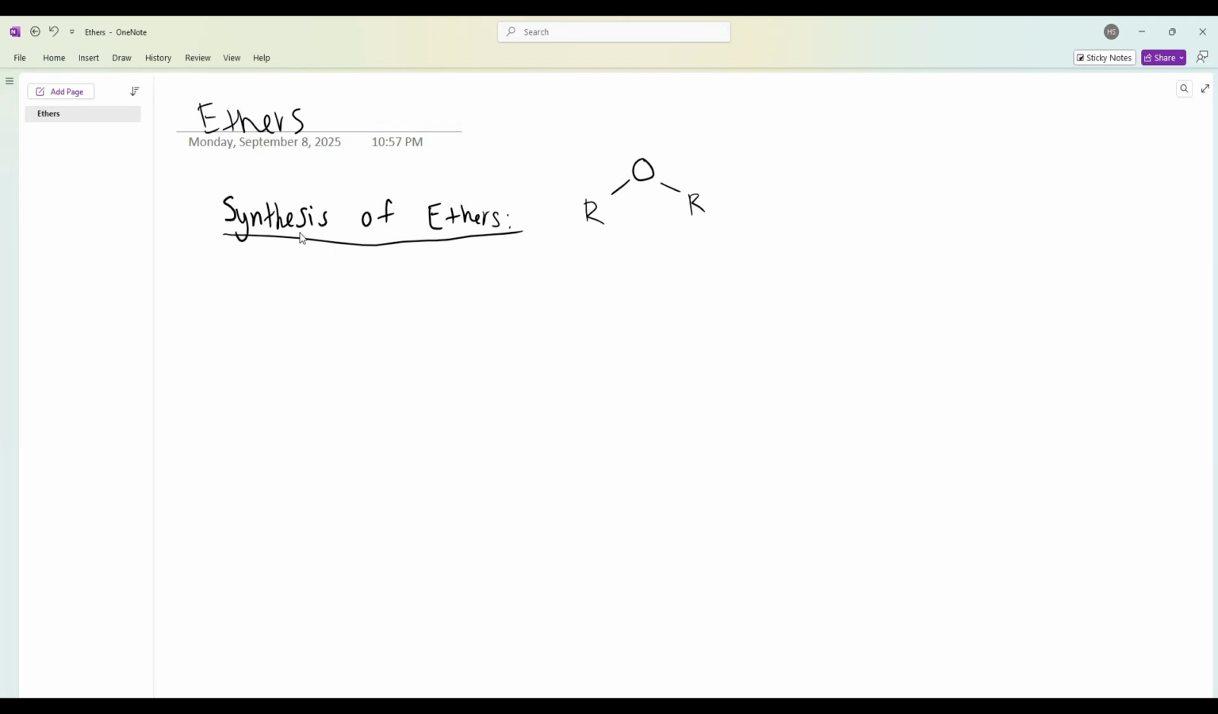Hey, so I wanted to make a quick video about the synthesis of ethers. There are a few ways to do this. An ether is an oxygen connected to two different carbon groups. And in this case, we're going to first start with ethanol heated up in the presence of an acid.